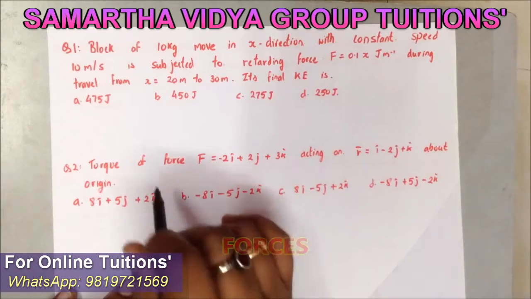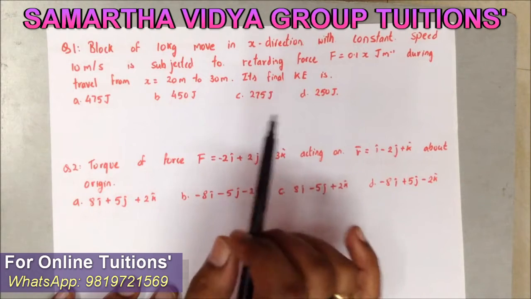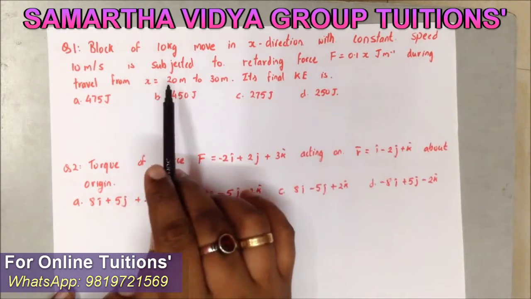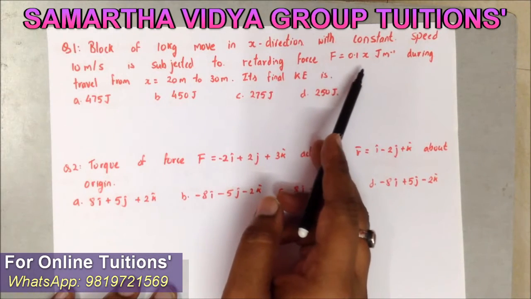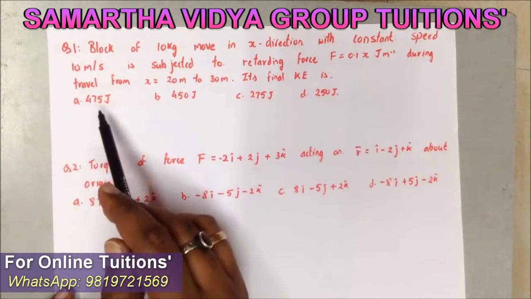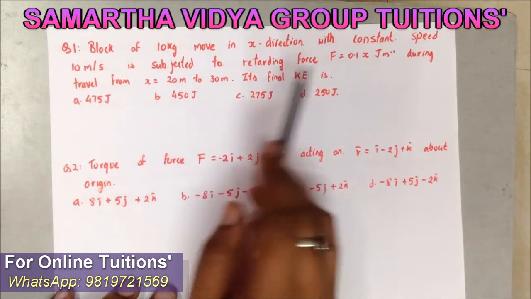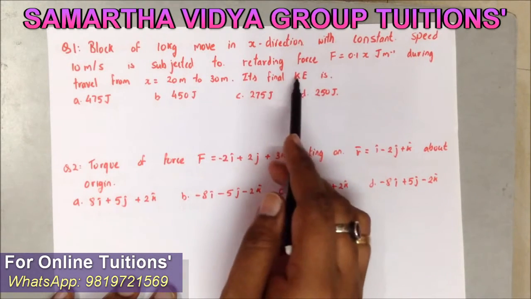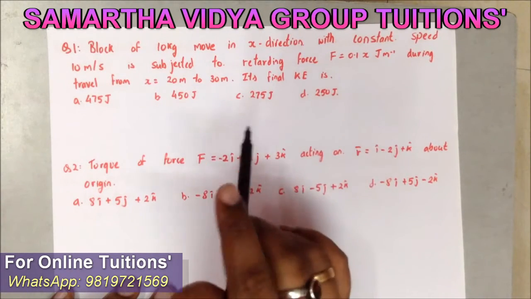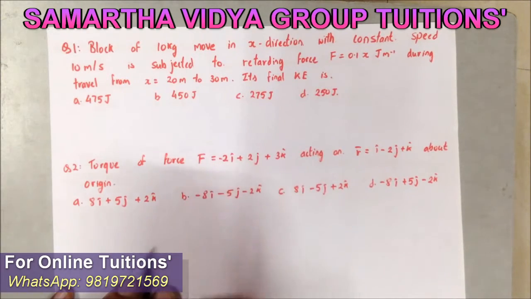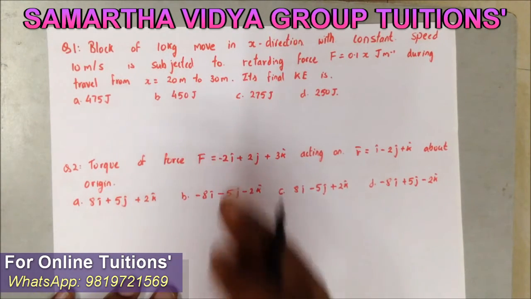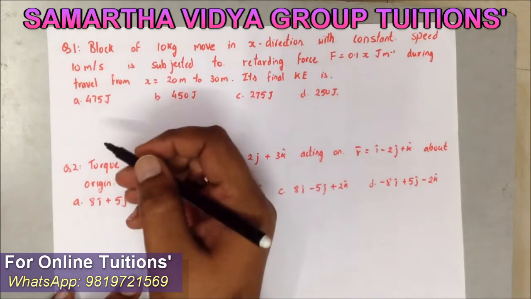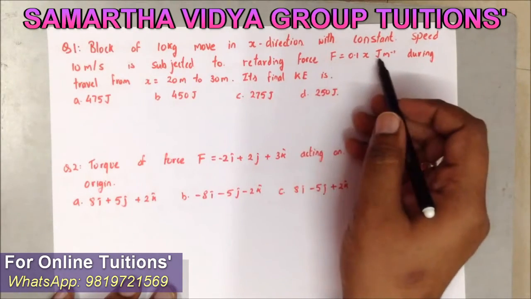So in the first question, we have a block of 10 kg which is moving in the x direction with an initially constant speed, but then it is subjected to a force of 0.1x. During this travel, which is going from 20 to 30 meters, the force is applied. I need to find the final kinetic energy. The concept we are using here is the work energy theorem. So for that I need to find the work which is going to be done by this particular force.